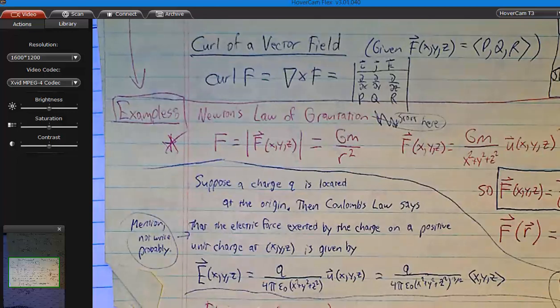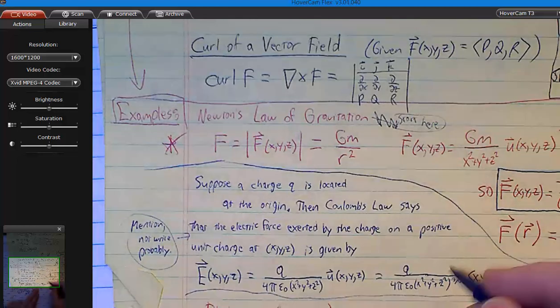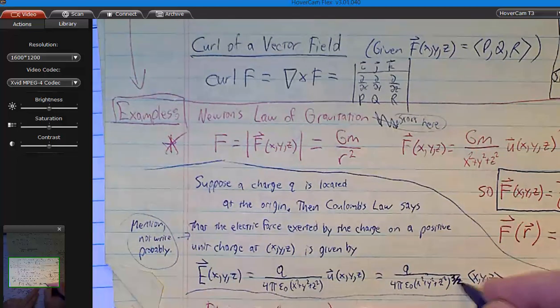Coulomb's law says the electric force exerted by the charge on a, that's what she asked me. She said, are you talking about a point charge? I said, well, yeah. So suppose you have a positive unit charge, a charge of 1 at some point. Coulomb's law says this. I asked her, do you guys have any formulas that have a little 3 halves exponent in the denominator? Did you have any of that in physics? It seems to always show up.